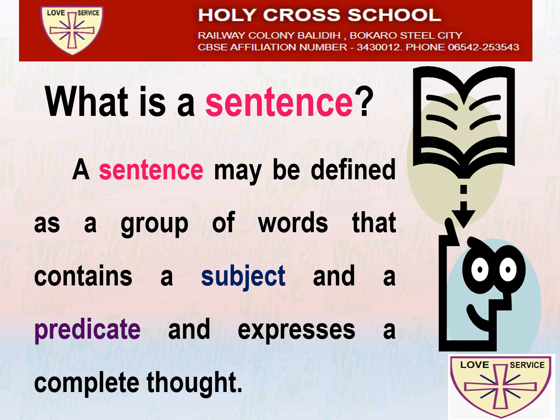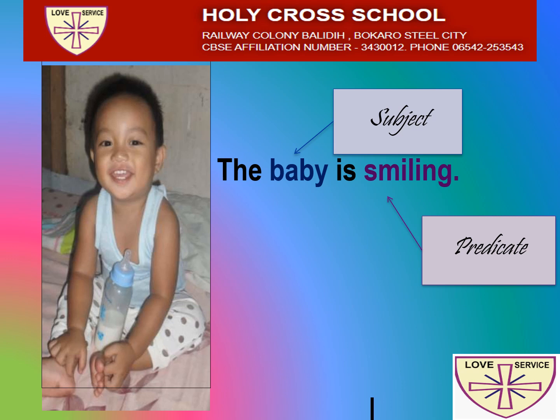So, what is a sentence? A sentence may be defined as a group of words that contains a subject and a predicate and expresses a complete thought. For example, the baby is smiling. We must remember that a sentence always begins with a capital letter and it ends with a period, full stop or question mark.